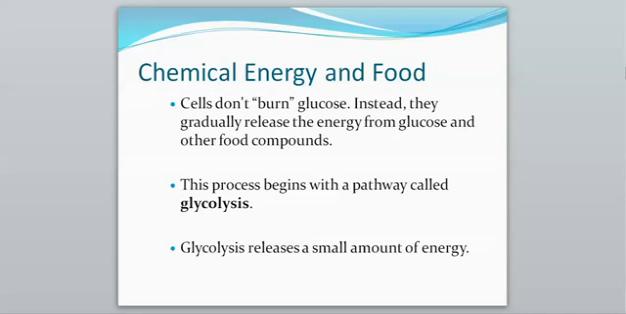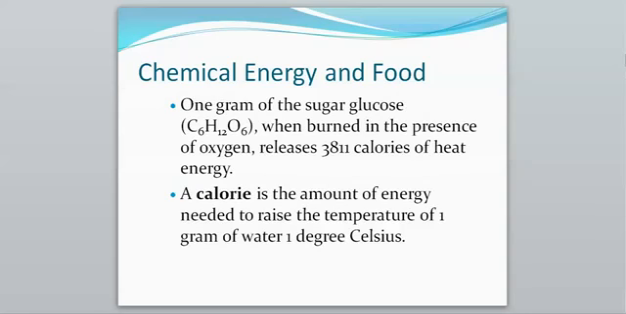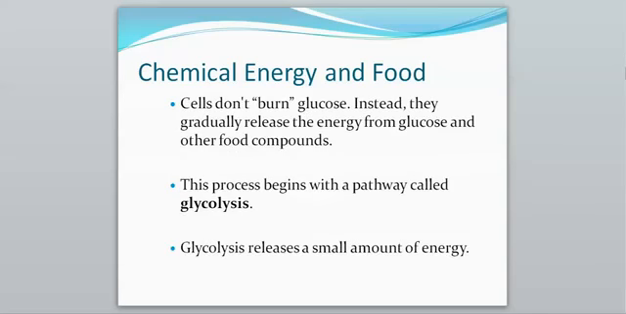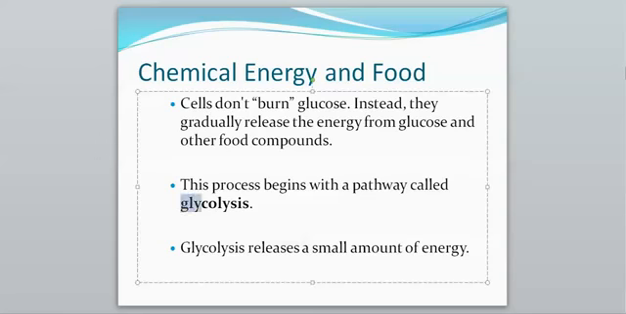Cells don't burn glucose. Instead, they gradually release the energy from glucose and other food compounds. So when we talk about burning glucose, it's not technically burned; it's a gradual release of energy, and this process begins with a pathway called glycolysis. Glycolysis releases a small amount of energy. It is the breaking down of glucose. GLY sounds a lot like glucose, and lysis is a term meaning to break things down. So breaking down glucose is glycolysis.